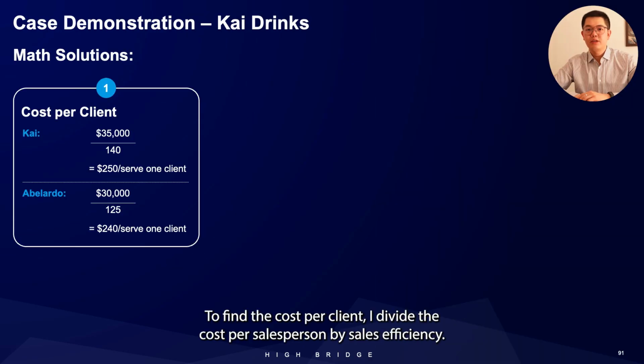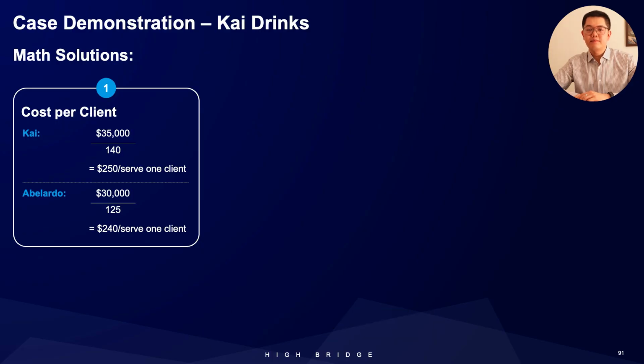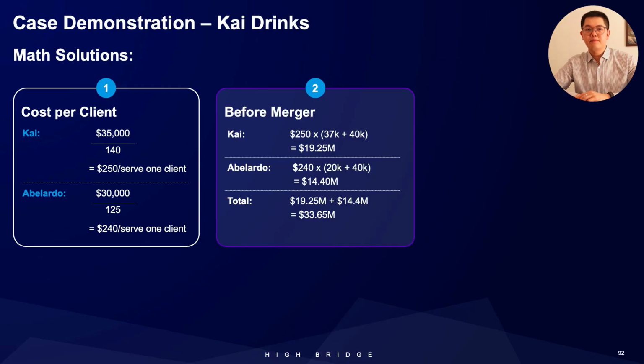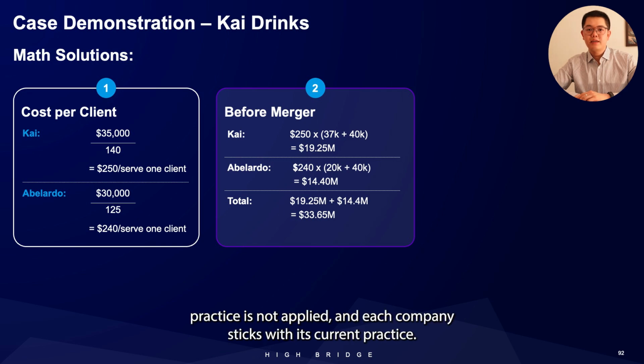To find the cost per client, I divide the cost per salesperson by sales efficiency. Kai Drinks is $250, whereas Abelardo is $240. Let's consider the first scenario, where Abelardo's best practice is not applied, and each company sticks with its current practice.